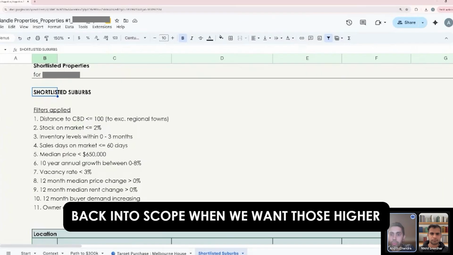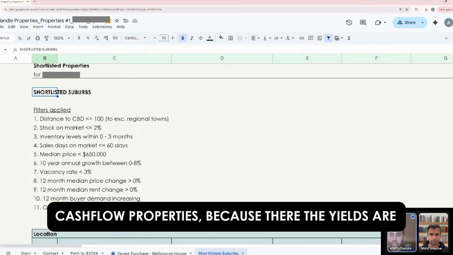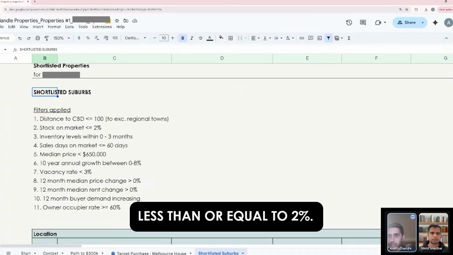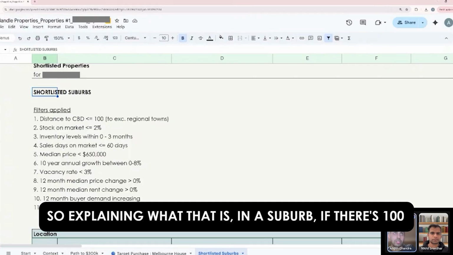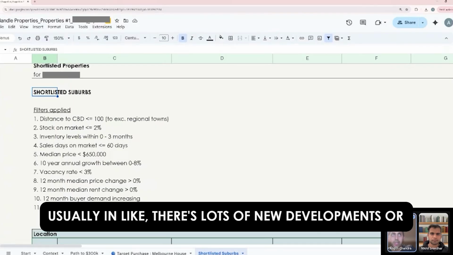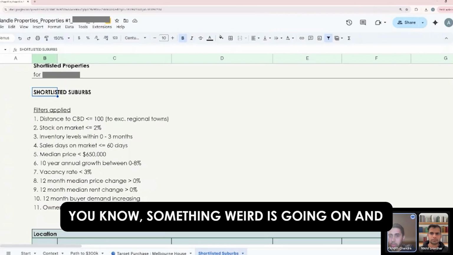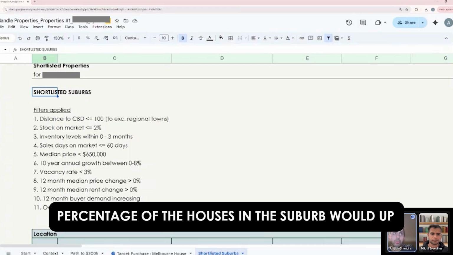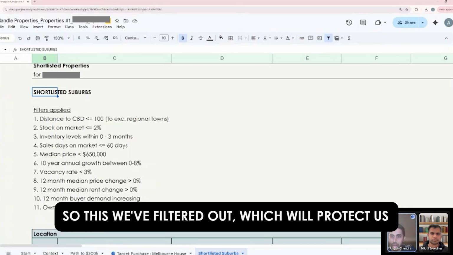We can bring them back into scope when we want those higher cash flow properties, because there the yields are super strong. The second thing we've put in is stock on market less than or equal to 2%. So explaining what that is, in a suburb, if there's 100 houses available, 2 or fewer of them are up for sale at the moment. Usually in areas with lots of new developments, or where something weird's going on and people are exiting the suburb, a very high percentage of the houses in the suburb would be up for sale. So this would be filtered out, which will protect us from that risk.